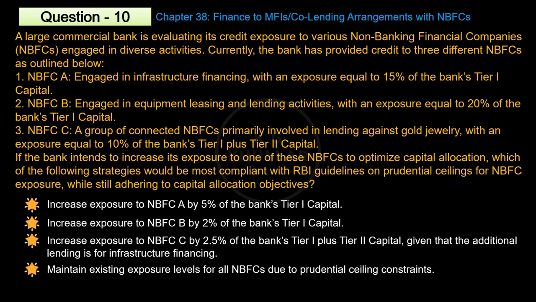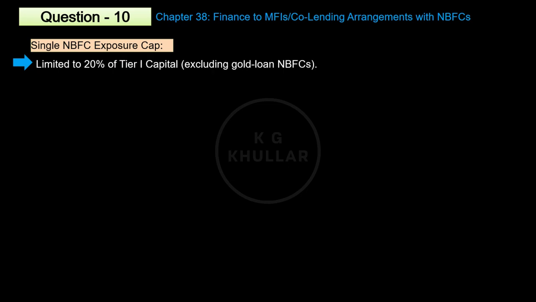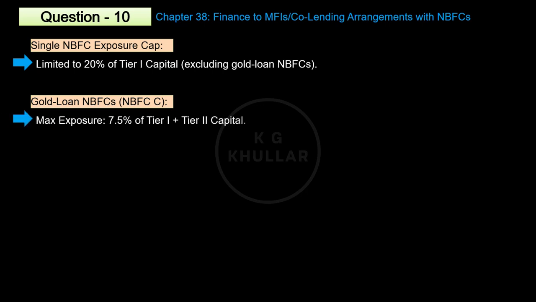Now friends, under current RBI guidelines, the exposure to a single NBFC, excluding those involved in gold loans, is capped at 20% of bank's tier 1 capital. Now this means that the bank cannot increase exposure to NBFC-B beyond this current 20% limit. Next, for NBFCs predominantly lending against gold, that is NBFC-C, the maximum possible exposure is 7.5% of bank's Tier 1 plus Tier 2 capital. And this can be extended up to 12% if the funds are on-lent to the infrastructure sector.